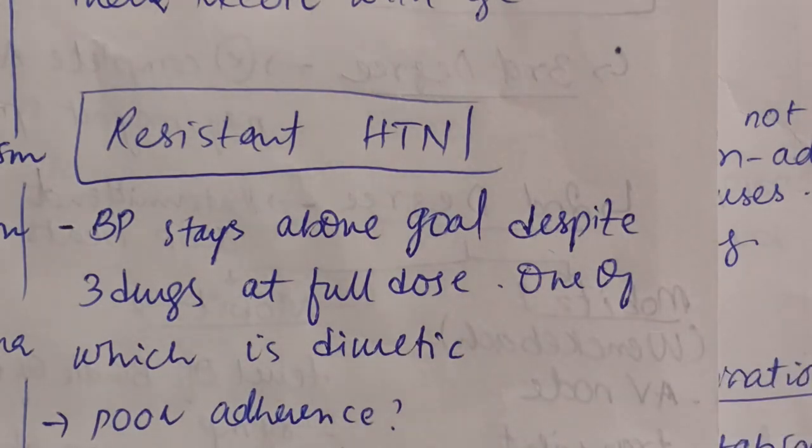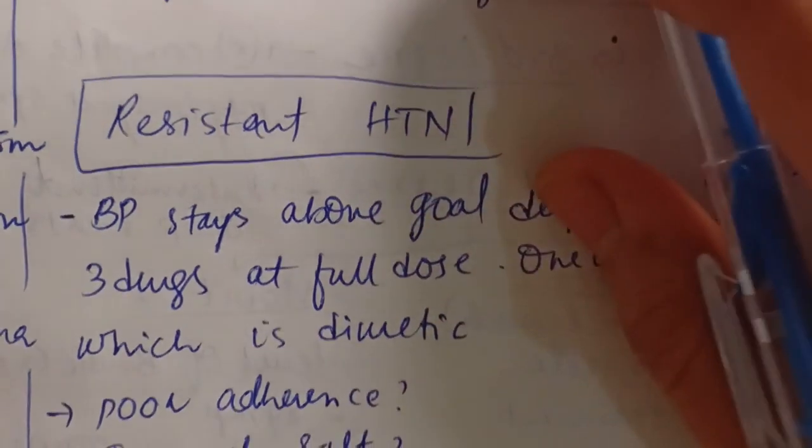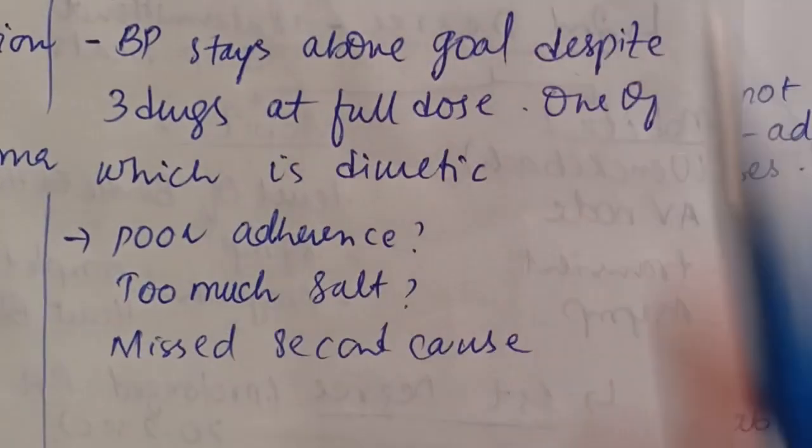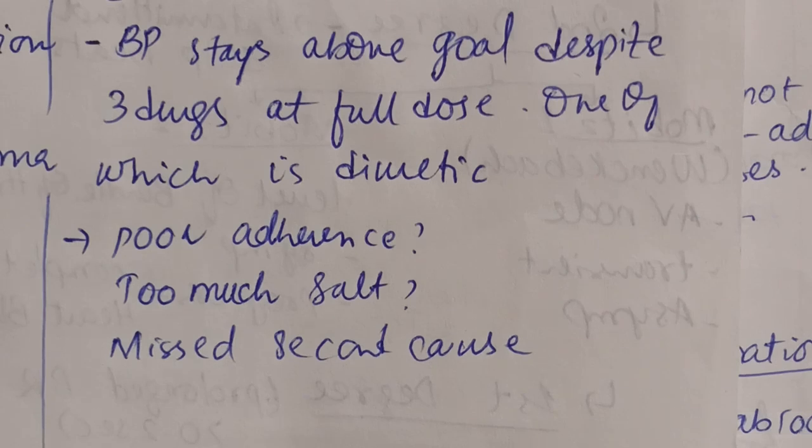So, three causes can come to mind: does the patient have poor adherence, is the patient taking too much salt, or is there any missed secondary cause of hypertension that has to be ruled out or diagnosed. So, these were the types of hypertension. Now, coming towards the management of hypertension.